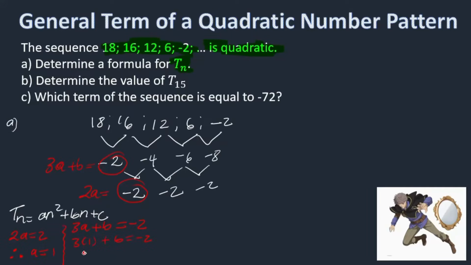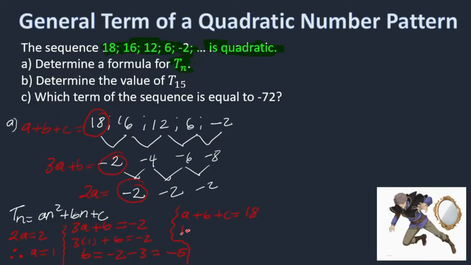Right? Therefore, b is equal to negative 2. Transpose 3 to the other side: minus 3. My b is equal to minus 5. Right? Now I find my c. I'm supposed to say a plus b plus c is equal to this first value here. So I have a plus b plus c is equal to 18.